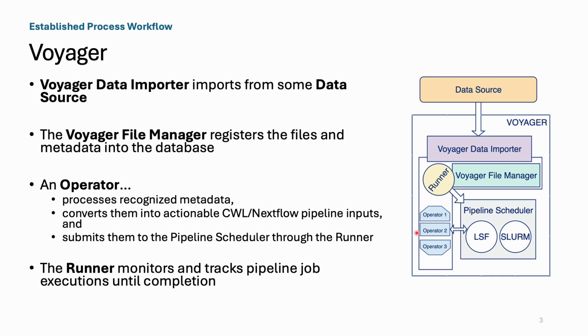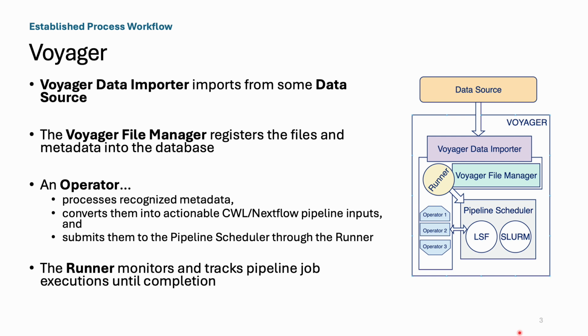From there, an operator takes over, interpreting recognized metadata and converting it into actionable inputs for CWL or Nextflow pipelines. It then hands these jobs off to the pipeline scheduler through the Voyager runner. Finally, the runner submits jobs for execution and actively monitors them until completion, ensuring workflows are tracked, logged, and successfully run in the compute environment. This structured end-to-end workflow ensures that bioinformatic pipelines are not only automated, but also traceable, reproducible, and aligned with community standards from data ingestion through execution.